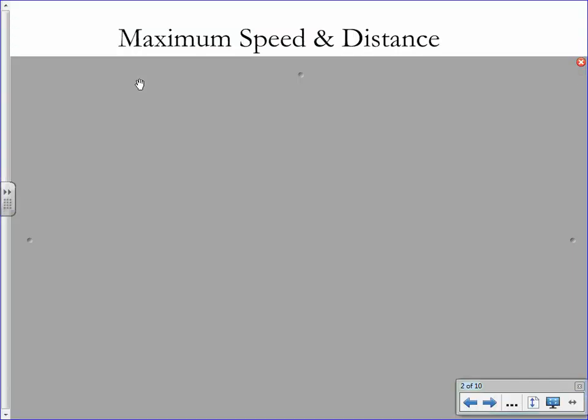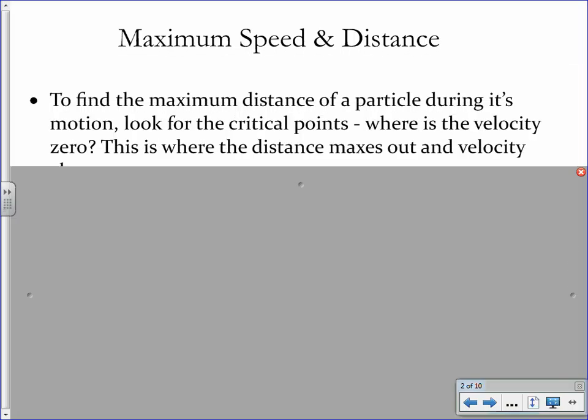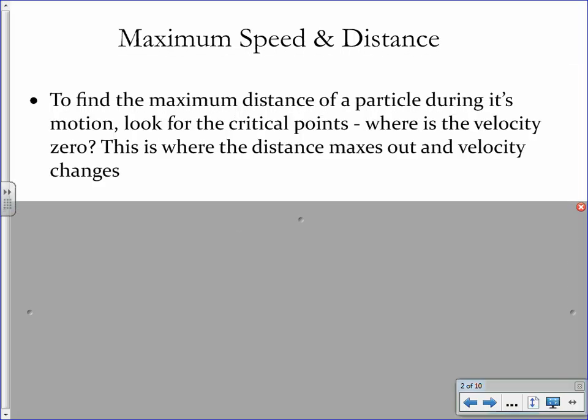If I asked you to find maximum distance, that was our warm-up problem. What did we do? Take the derivative, figure out if it's a max, and then plug it back into the original equation. That's what you already did.